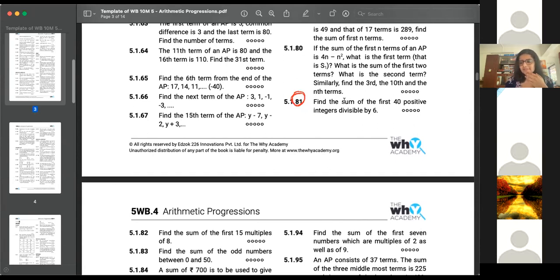Aditya Velikar, who had sent in B: it says find the sum of the first 40 positive integers. It also says divisible by 6. Did you forget this part? Oh, I read it as find the sum of all positive integers divisible by 6 until 40. No. You need to count 40 positive integers and all of them should be divisible by 6.